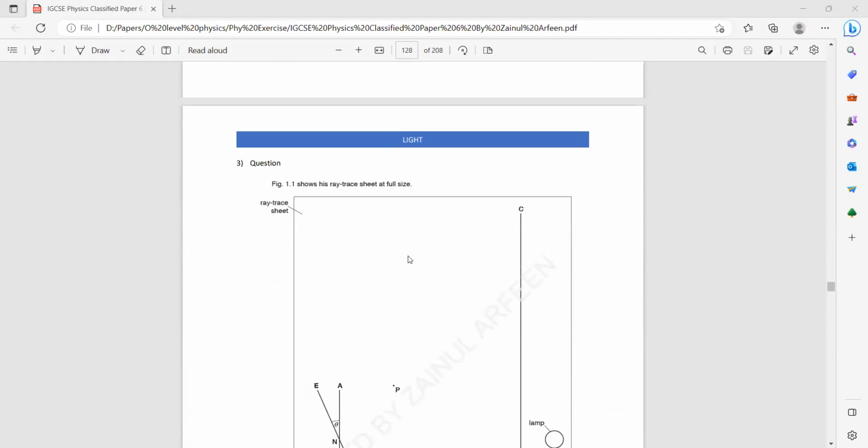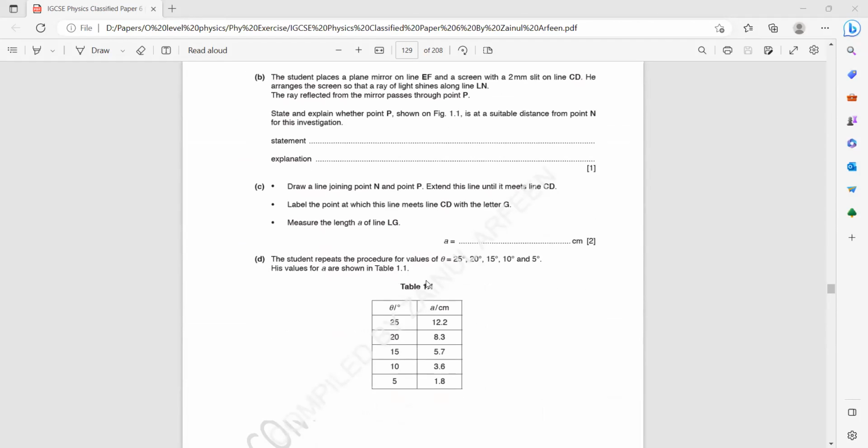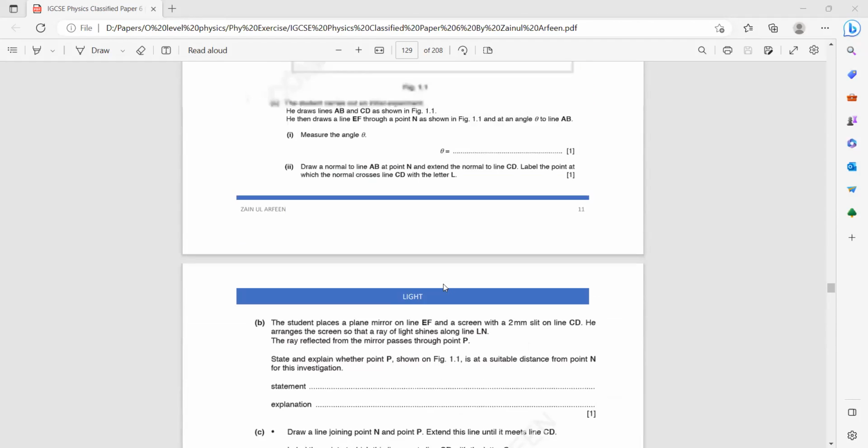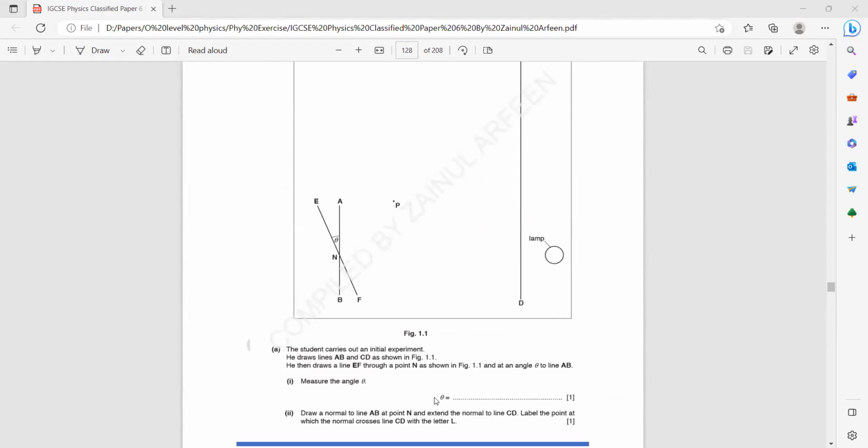So I just added the graph part. I included another question, which I removed from this one, but this question is just to explain the trace of a ray, how the ray of light is passing through.